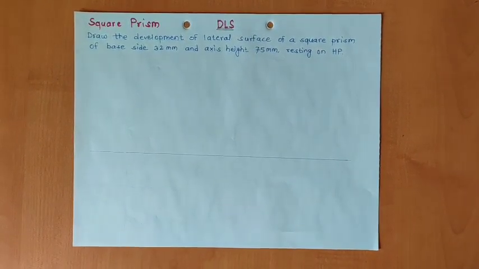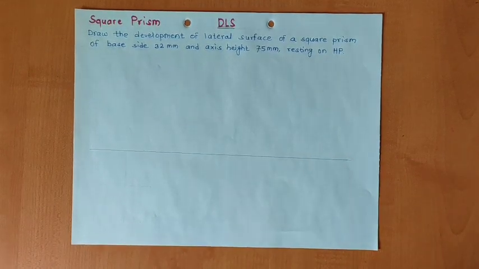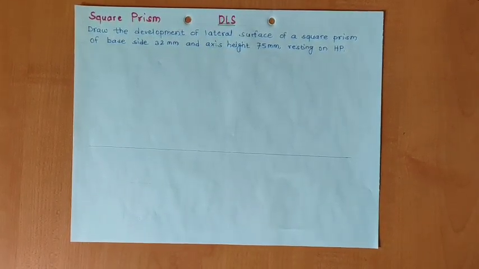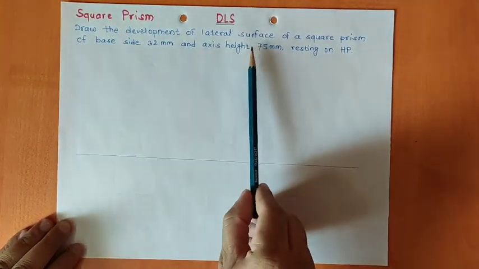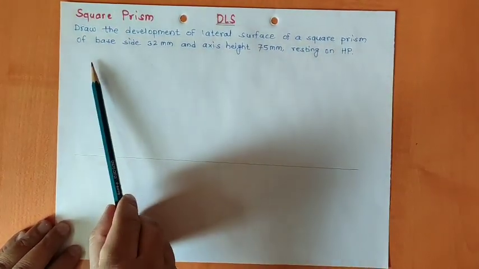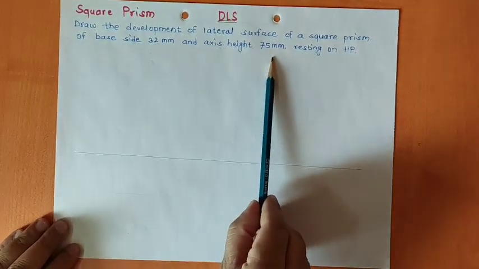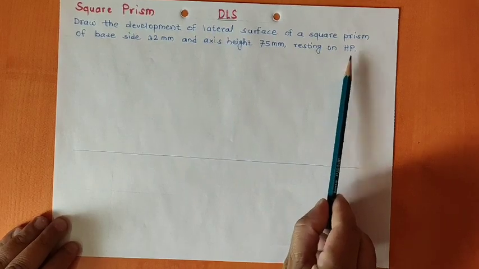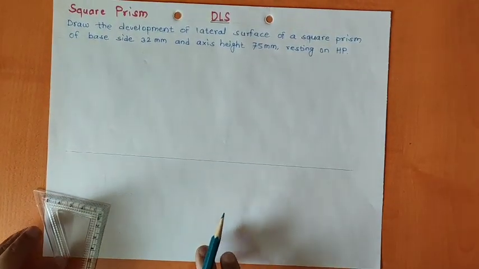Today we are going to study square prism, development of lateral surface of square prism. Without wasting much time, we'll directly go through problems. Draw the development of lateral surface of a square prism of side of base 32 mm, height of axis 75 mm, resting on HP. So we'll draw the top view of the square prism first of all.